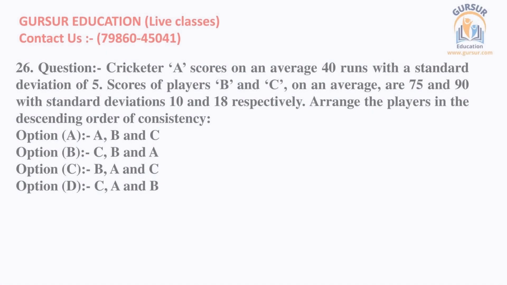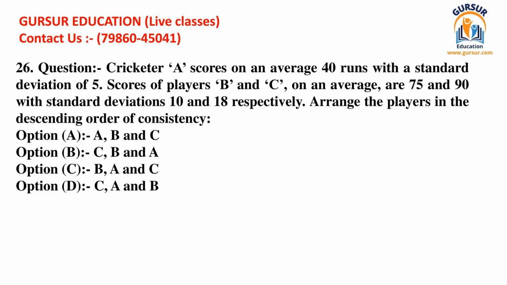Question number 26. Cricketer A scores on an average 40 runs with a standard deviation of 5. Scores of players B and C on an average are 75 and 90 with standard deviations 10 and 18 respectively. Arrange the players in the descending order of consistency. Option A is A, B and C. Option B is C, B and A. Option C is B, A and C. Option D is C, A and B. The right answer of the question is option A, and that is A, B and C.